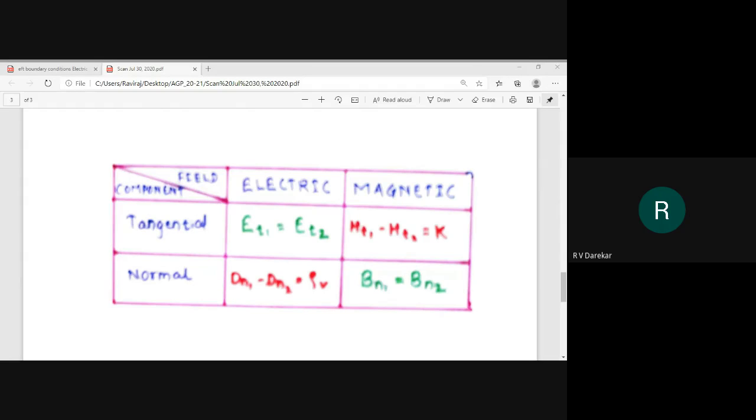We will ask the first question. One minute time for thinking over the issue. The chart is in front of you: electric field, magnetic field, tangential component, and normal component. Rakesh is considering that one question will be asked to him. Therefore, I think he left, or by mistake he has left. He will come back.